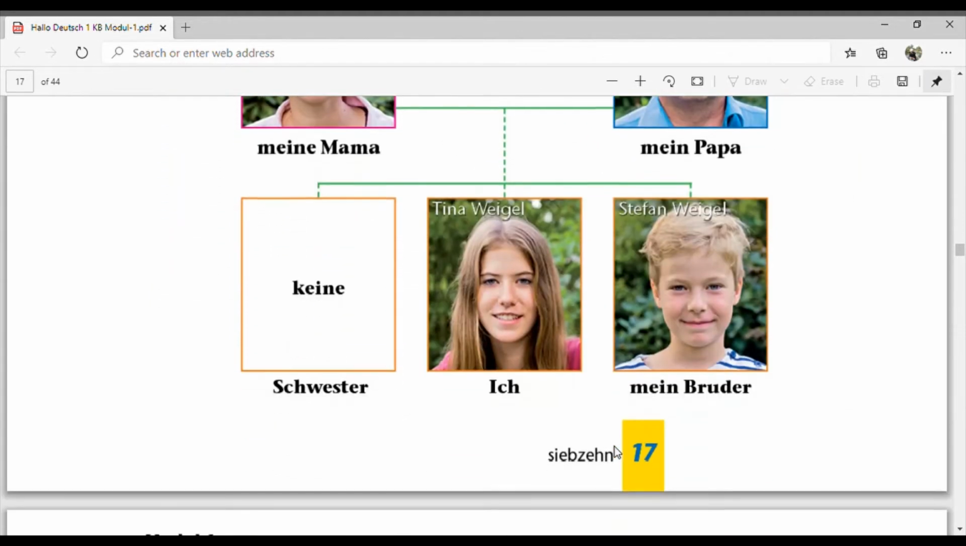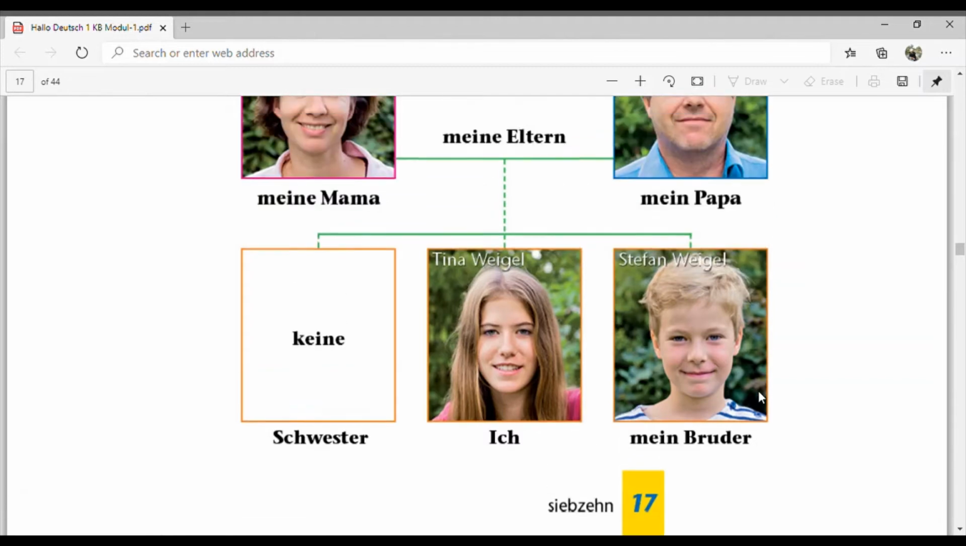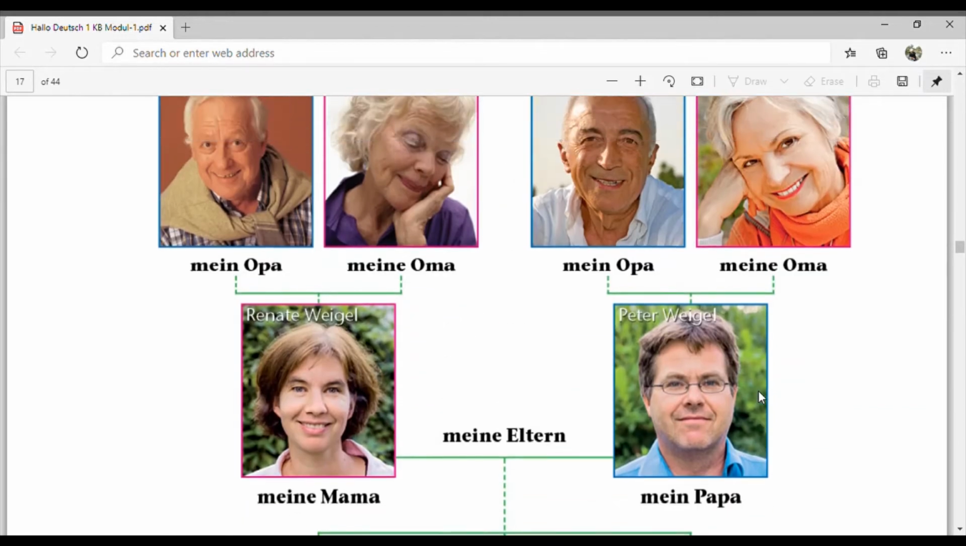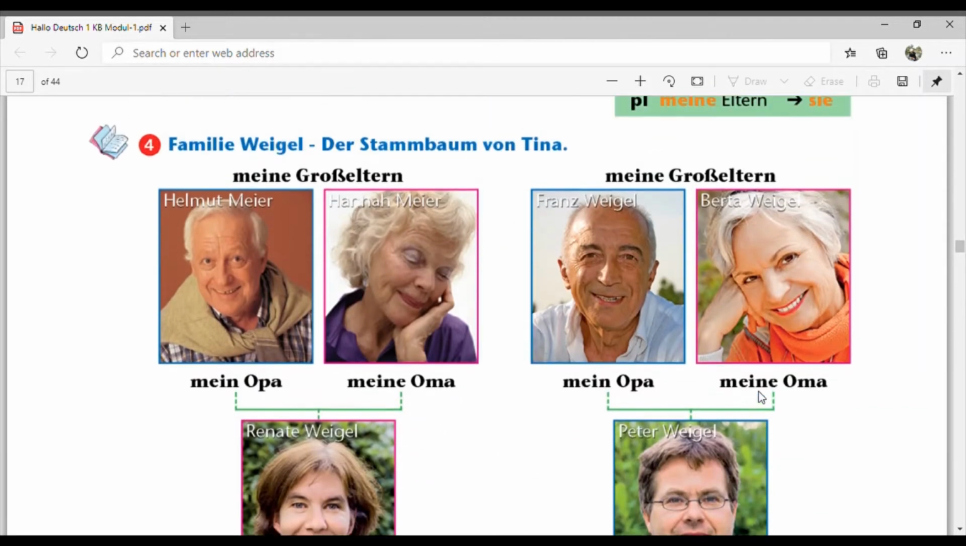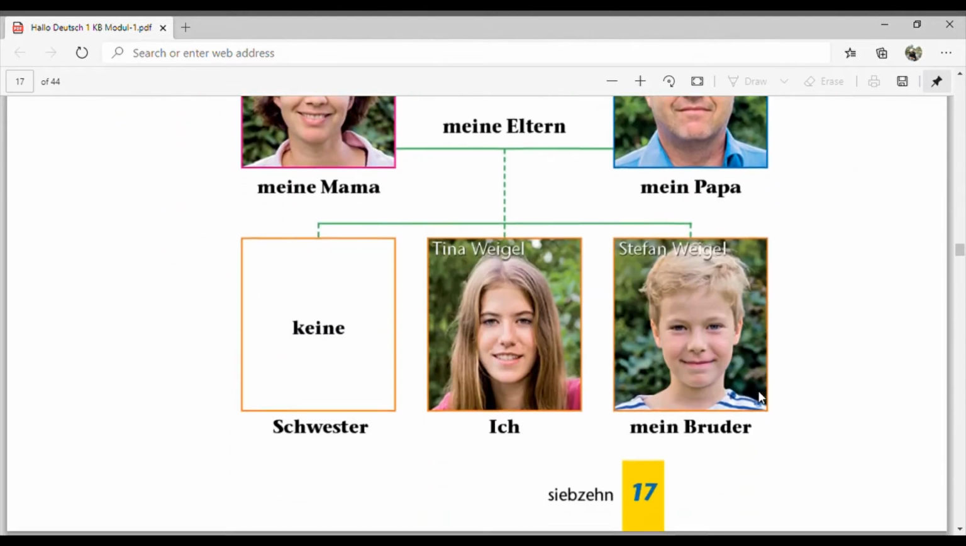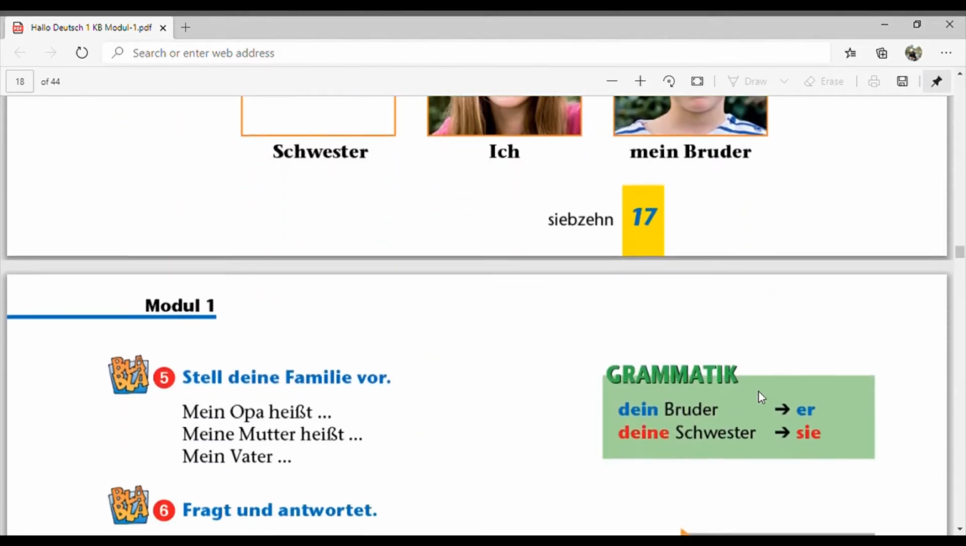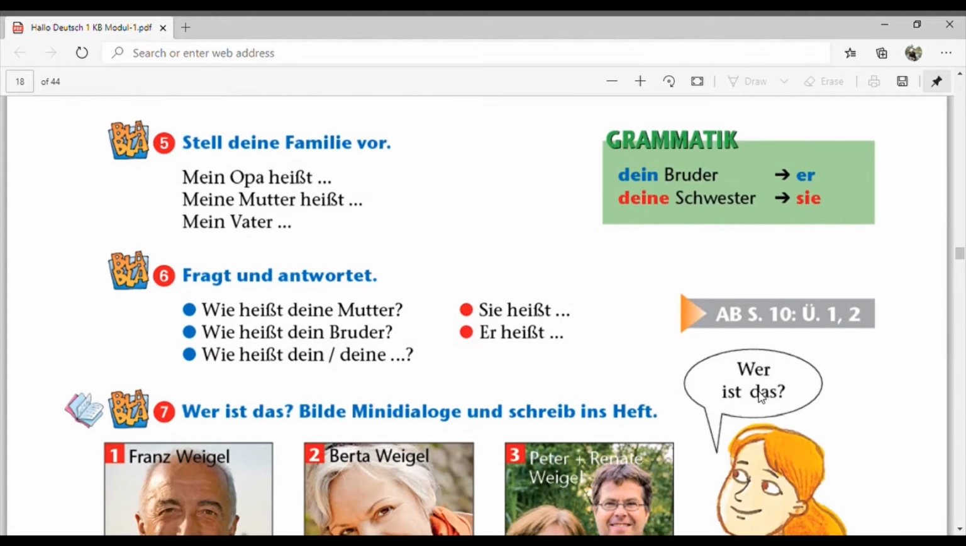And then Schwester, keine Schwester, ich. And then Stefan Weigel is mein Bruder. So Tina is explaining her family with the help of the family tree. Okay. Then we move to the next one. So module 1, yeah. So next is Stell deiner Familie vor. That means now introduce your family.